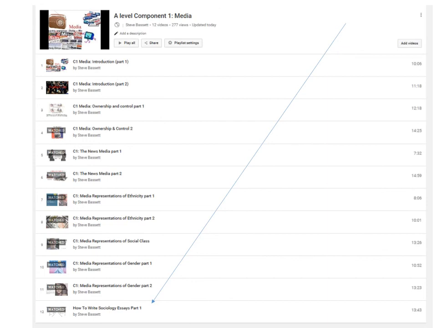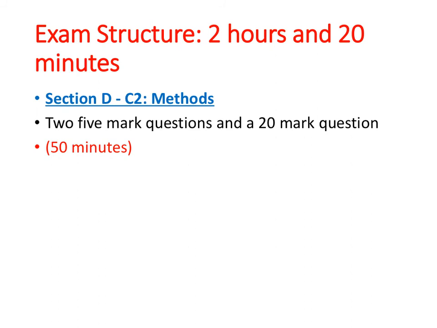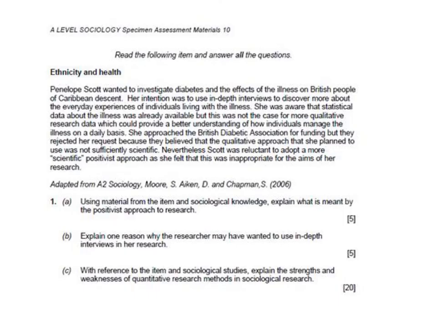end of year exam. Now, the final section of the end of year exam covers the methods topic, and here you'll have 2 5-mark questions and a 20-mark question, and you'll need to spend about 50 minutes of the exam on these questions. Here we can see the layout for this particular section of the exam. So there's a bit of text to read, and generally this will be a summary of a piece of sociological research, and then there are these 2 5-mark questions and a 20-mark question.